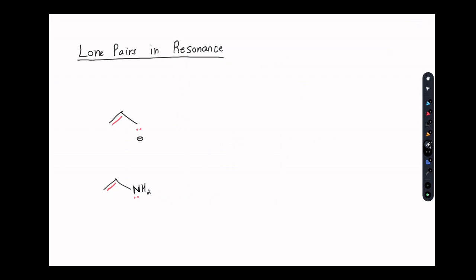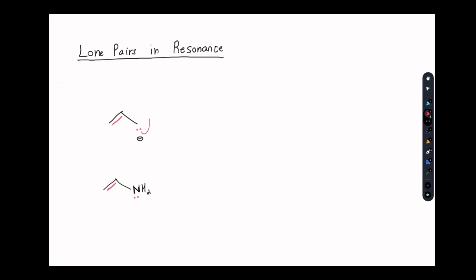Welcome to Lecture 3.4. In this lecture, I'll be talking about how we handle lone pairs when we deal with aromaticity. Now, lone pairs in resonance, let's just do a quick review of them. Carbon always has a negative charge with a lone pair. It's never happy to have one.